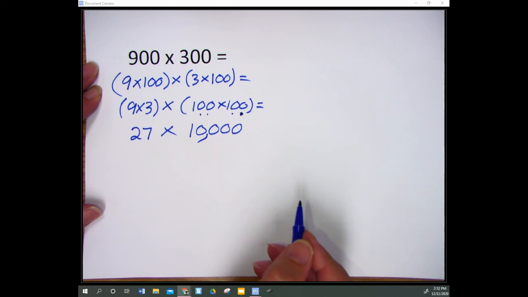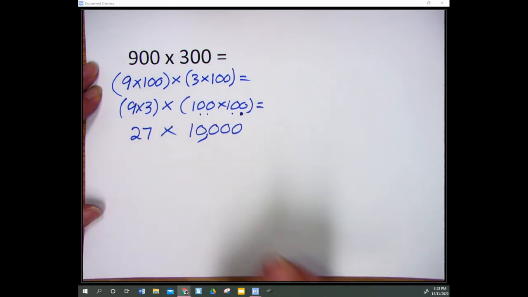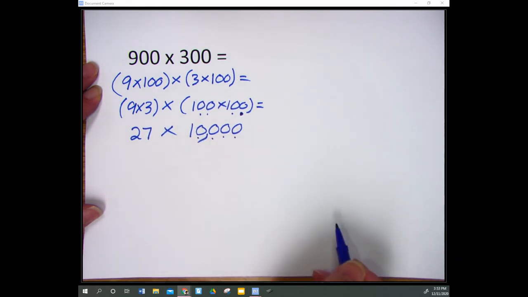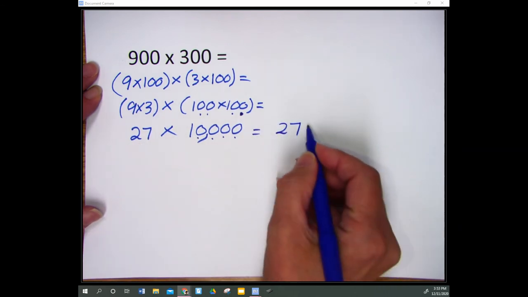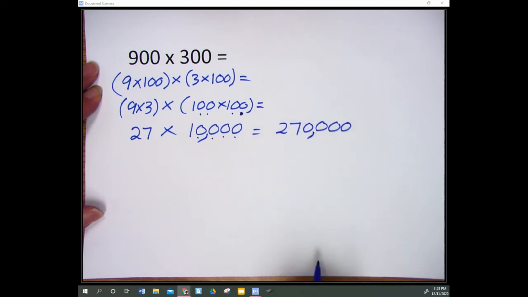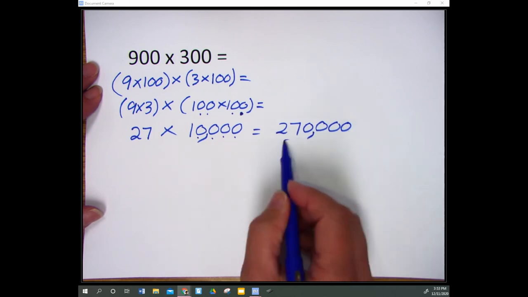Okay? So what I'm going to be doing is 27 times 10,000. Now notice how many zeros are at the end of 10,000. That's going to be helpful. I have 27 of those 10,000s. Did you notice how I put four zeros after the 27? Okay, that's 27 of those 10,000s, otherwise known as 270,000.